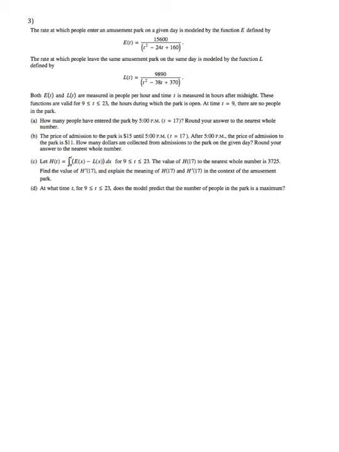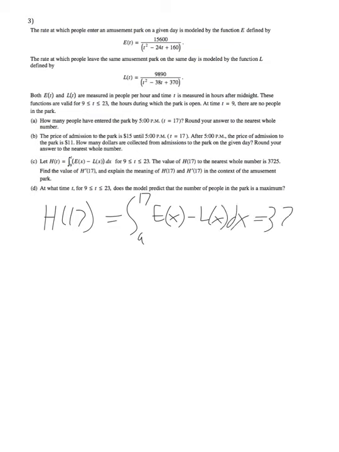What is that? We already have that value. If we look at the equation, h of 17 is going to be the integral from 9 to 17 of e of x minus L of x dx, and they told us that equals 3,725 to the nearest whole number.